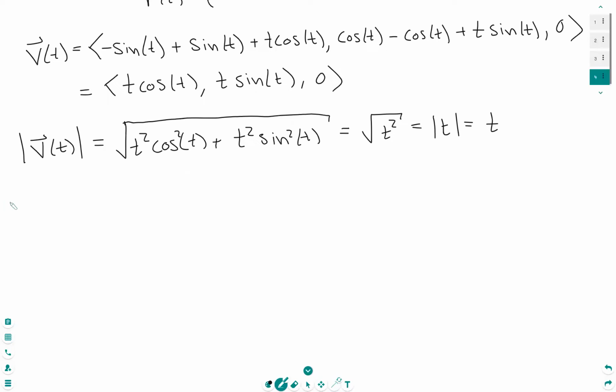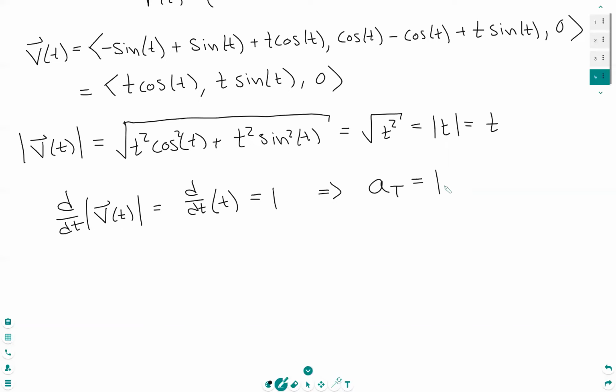Okay, so now let's look at the derivative of our speed. So derivative of speed. This is just the derivative of t, which is just 1. So that already gives us that the tangential component of acceleration is equal to 1. Great. Okay, rather than going through and finding all of the curvature and r double prime and the cross product, all I'm looking for is an.